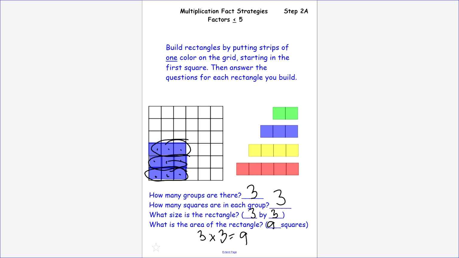I can see that in this case, both of the side lengths on the rectangle are the same. Both of the factors are 3. So it doesn't matter what order. I can't change the order of these factors. It would still be 3 times 3. We now know a new benchmark fact. 3 times 3 equals 9.